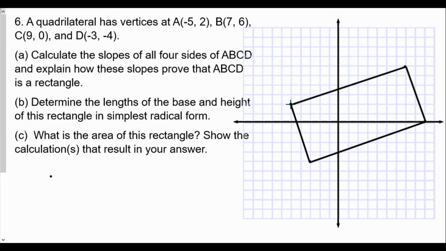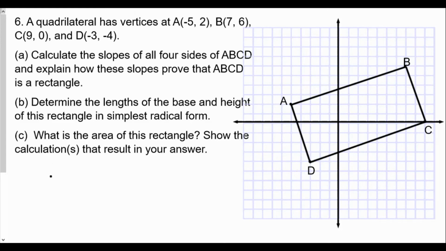Okay, so here we go. Let me just label our coordinates. Always in a circular manner. That was A, and then this was B, and this is C, and this is D. Okay. So the first question is, calculate the slopes of all 4 sides, and we'll use our slope formula.